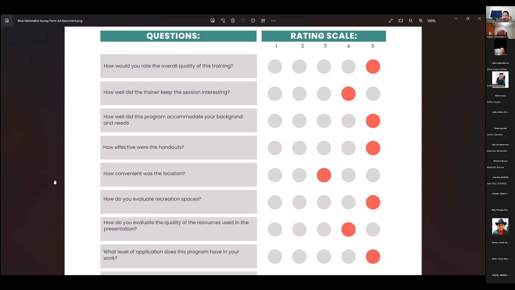And how convenient was the location? Rating scale 3, because it's very difficult for my partner to move from the city San Miguel to San Salvador. In other cases, from the city Usulután to San Salvador is very difficult.